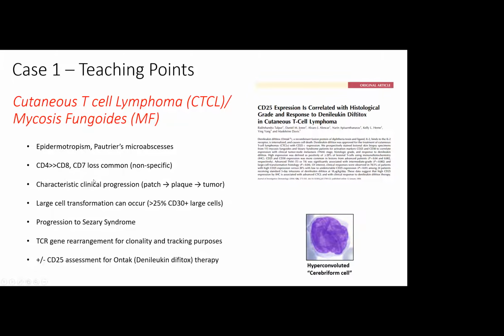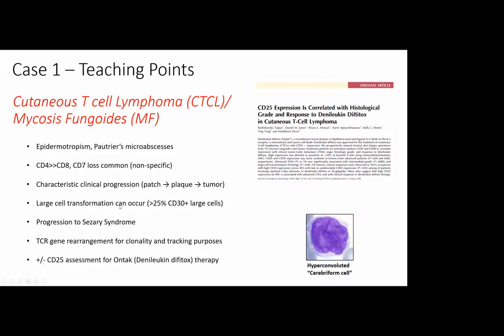It does have this characteristic clinical progression from patch stage to plaques to tumor stage, and this is usually associated with changes in the overall histology of the cells, increasing cells at first from patch to plaque, and then a large cell transformation, usually with acquisition of CD30 expressing intermediate to large size cells as you move into the tumor stage, the actual fungoid-like or mycosis-like lesions, the mushroom-like lesions of tumors in mycosis fungoides. This large cell transformation, by definition, is greater than 25% of your cells being CD30 positive large cells.